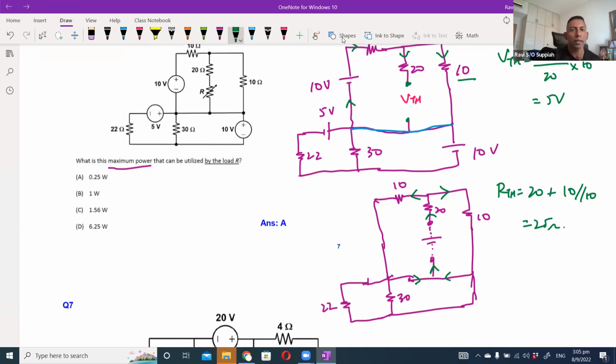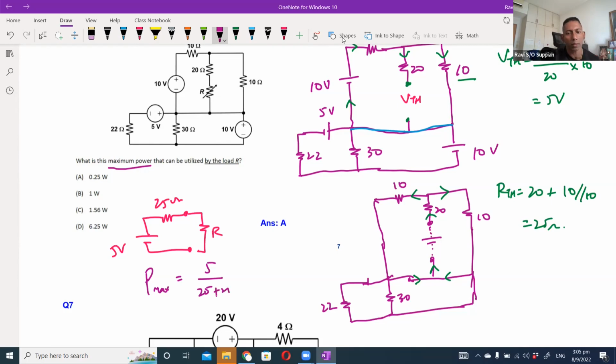So the circuit is now simplified into 5 volt with 25 ohm, and that is your R. For maximum power, you can use the same formula, I square R. The total current will be 5 over 25 plus 25, correct? When RL is the same as RTH, I square R times 25. So that will give me 0.25 watt. So that is your answer A.